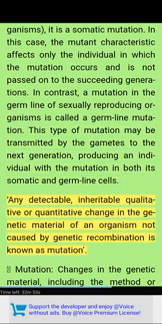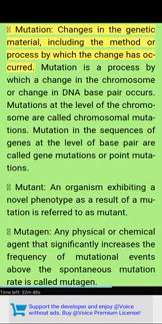Any detectable, inheritable qualitative or quantitative change in the genetic material of an organism not caused by genetic recombination is known as mutation. Mutation refers to changes in the genetic material, including the method or process by which a change has occurred. Mutation is the process by which a change in the chromosome or a change in a DNA base pair occurs. Mutations at the level of the chromosome are called chromosomal mutations. Mutations in the sequences of genes at the level of base pair are called gene mutations or point mutations.